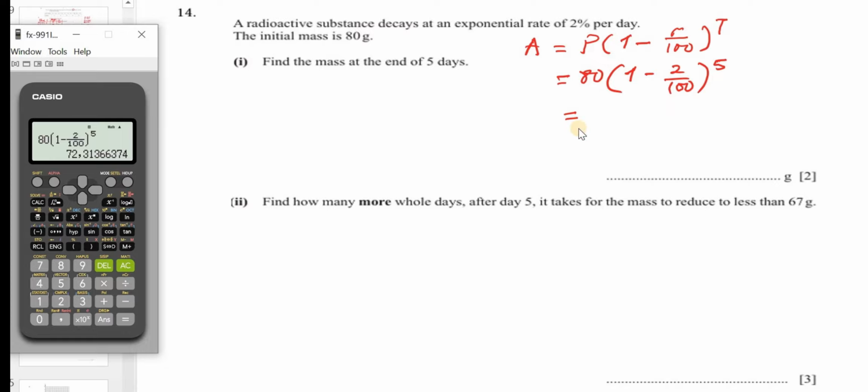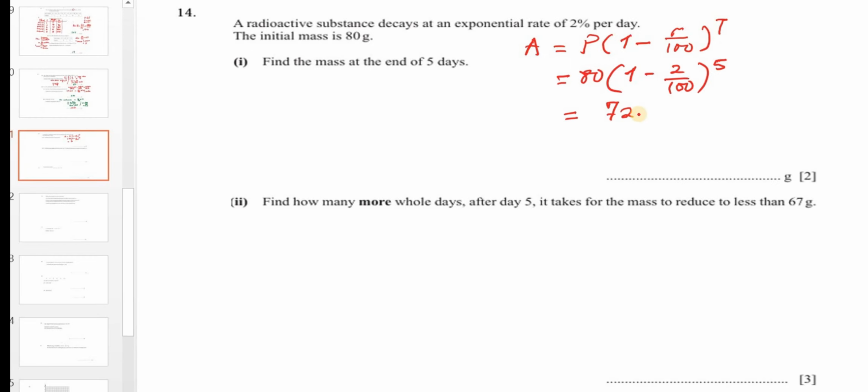So the answer will be 72.314 grams. Then the second question, from figure 2, is to find how many more whole days after day 5 it takes for the mass to reduce to less than 67 grams.